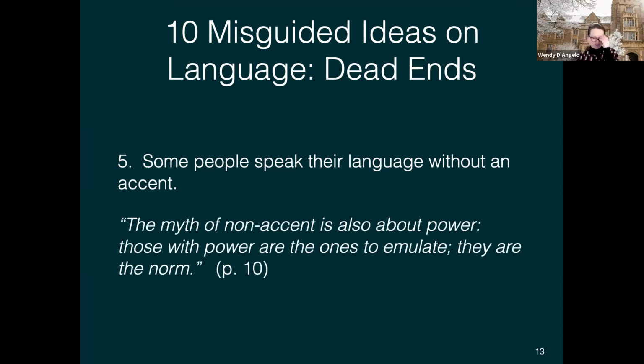Oh, sorry, one more comment about this from our text. The myth of non-accent is also about power. Those with power are the ones to emulate. They are the norm. And so this is what I wanted to say with regard to Mussolini, right? This was his idea, that you have to emulate the ones who have the knowledge and the intellect, and you want to be part of the group. You want to be assimilated. If you want to be a real Italian, you must speak like us. And that was the idea that was pushed for so long.